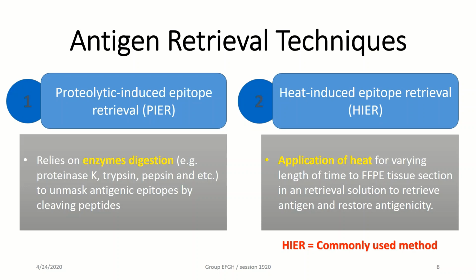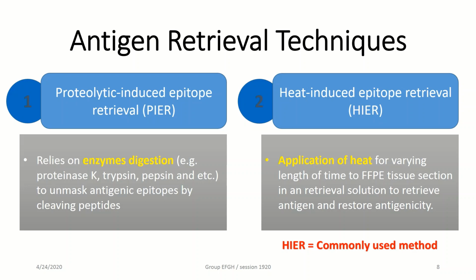If under digestion, there will be too little staining because less antigen is exposed, but if over digestion, there will be false positive staining with a high background level and also tissue damage. So the disadvantage of the PIER is that it has a low success rate, with the risk of destroying both tissue morphology and also the antigen of interest.